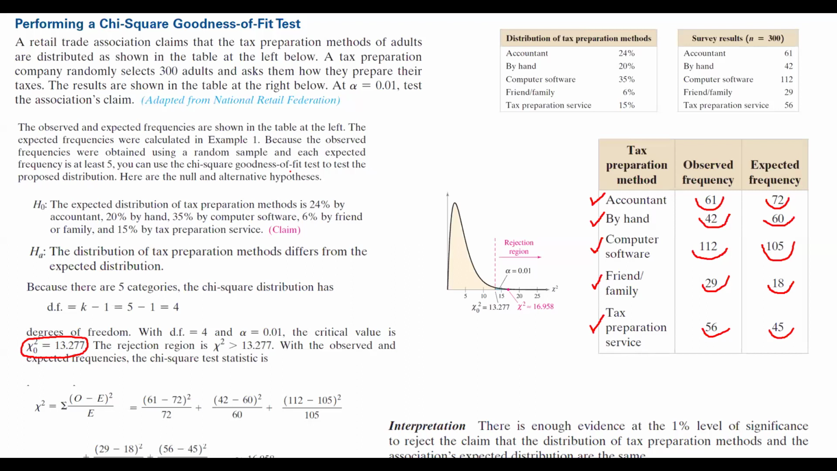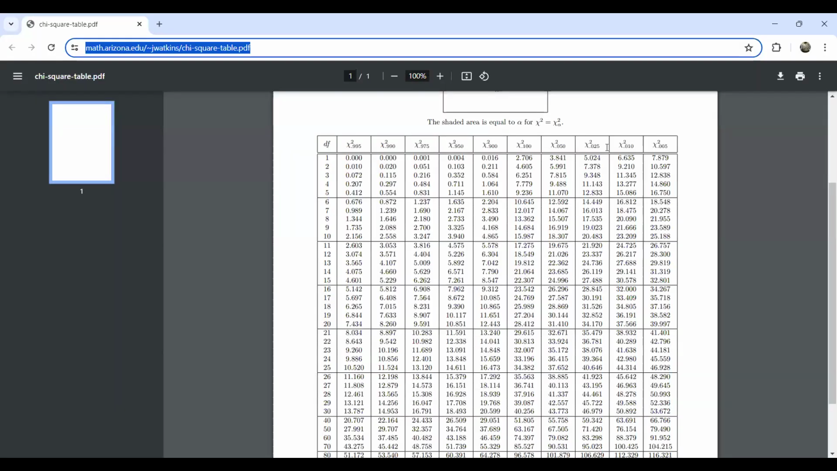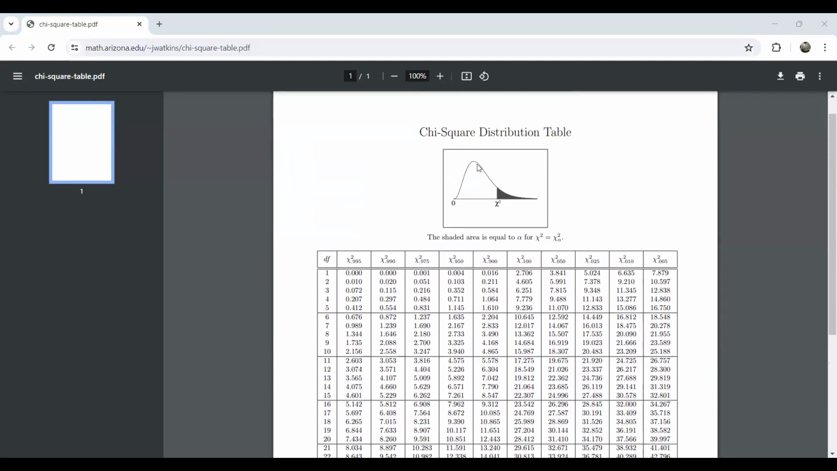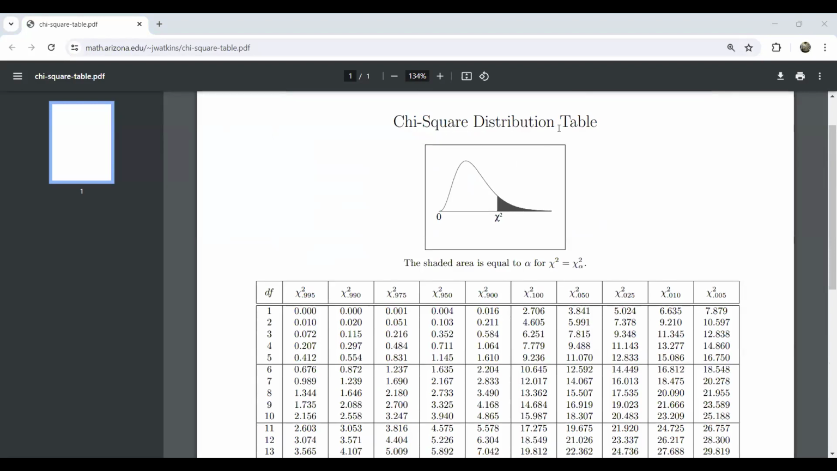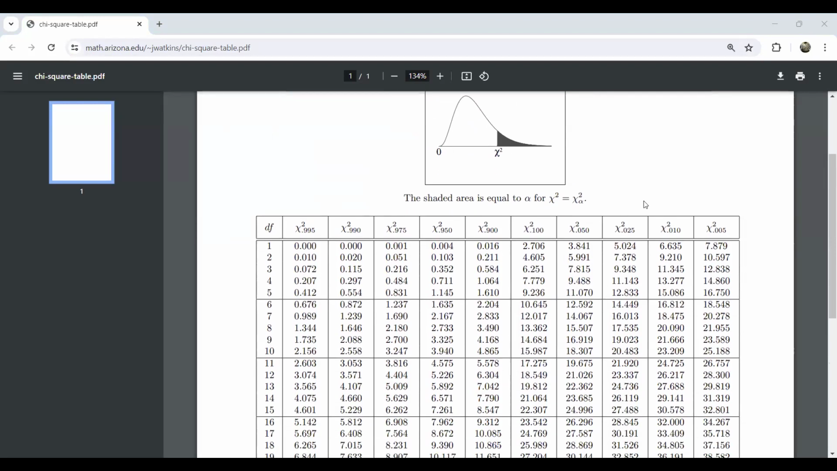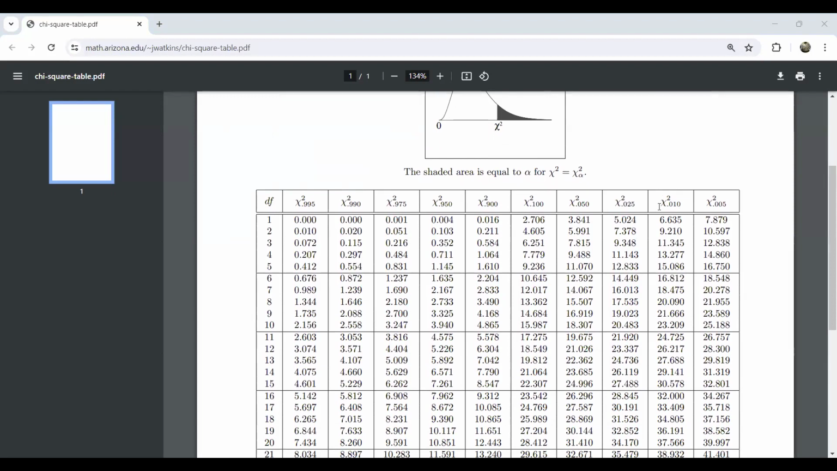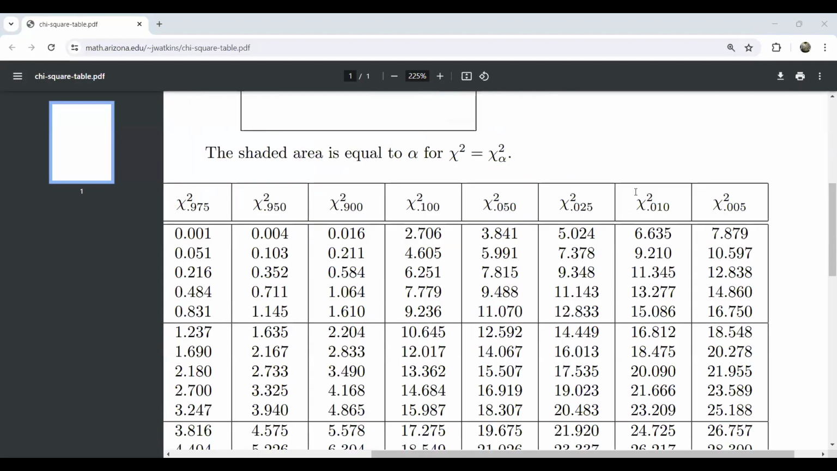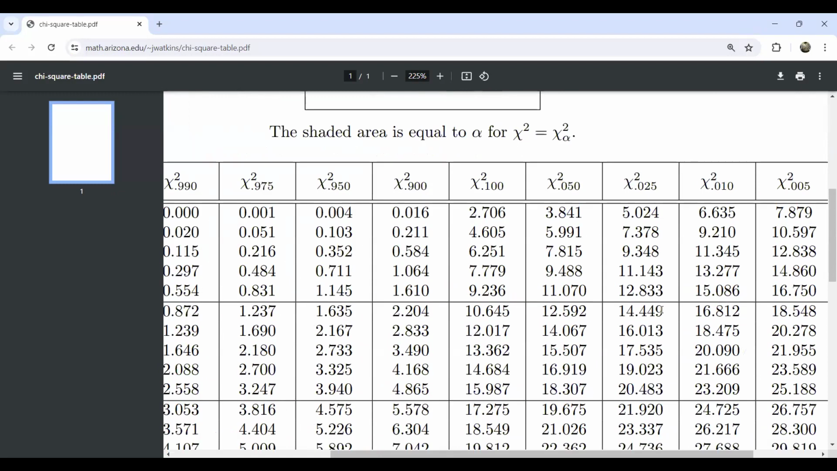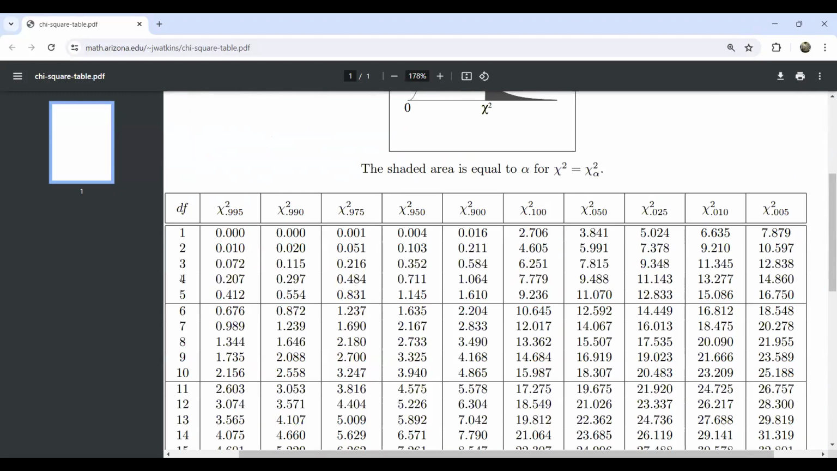So for the chi-squared, you can use a chi-squared table, which is down here. So here you have the chi-squared distribution table. If you Google this, you get the table for chi-squared. So here you have chi-squared of 1%. Take a look. It's 1%. So we are looking at the column for chi-squared for 1%. But the degrees of freedom is equal to 4. So since degrees of freedom is equal to 4, you're looking at this row.